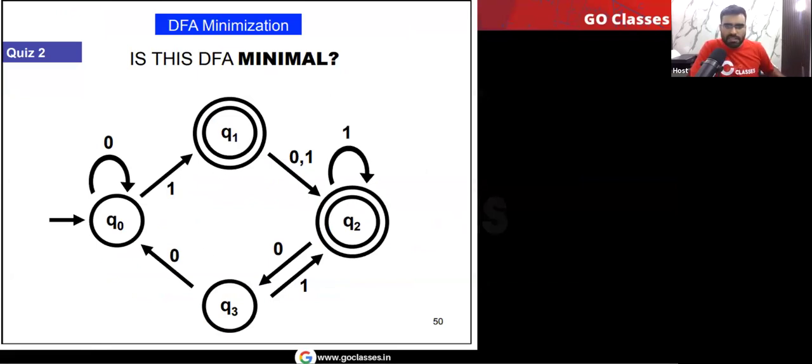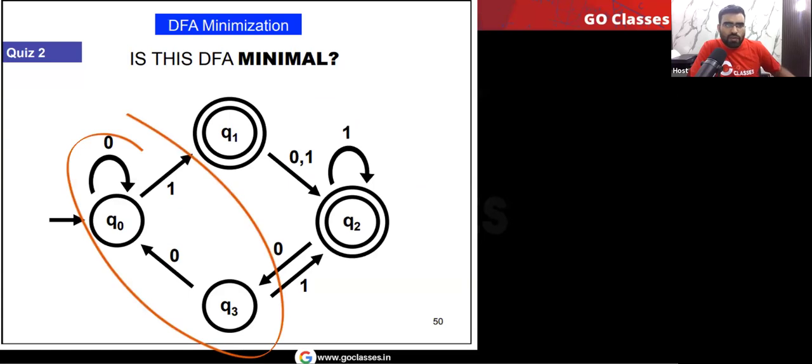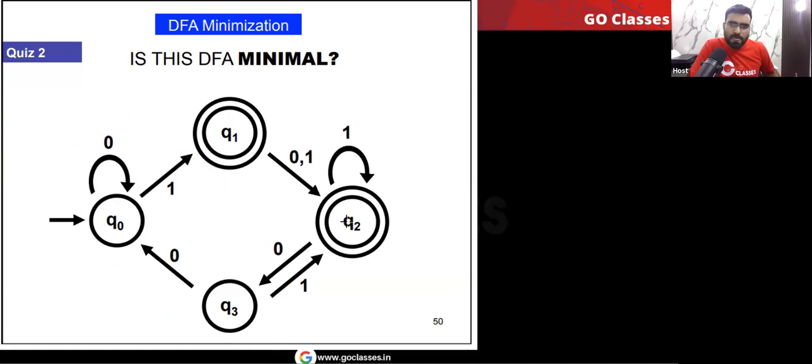So let's check it out. Here, which states will you check? You can see these are the final states and these are the non-final states. Which states will you check? You will check the non-final states and you will check the final states. Yes or no?